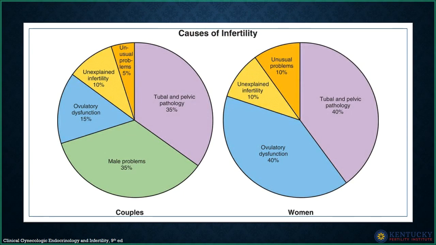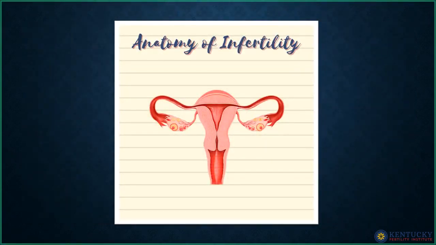And then we do see a meaningful percentage of cases that are left unexplained despite a thorough evaluation. I've never really liked those graphs, and this is how I like to think of infertility, how I learned to diagnose it, and a lot of the way I conceptualize how I treat it. In my mind, I like to follow the path of sperm as it looks for an egg and think along the way, what are the potential barriers to normal fertility?